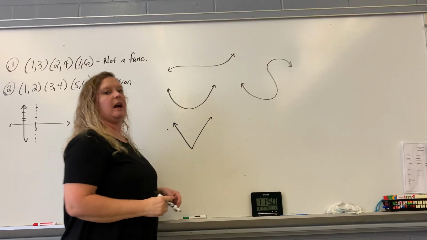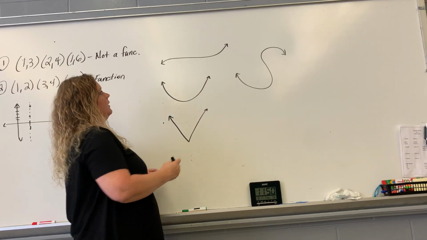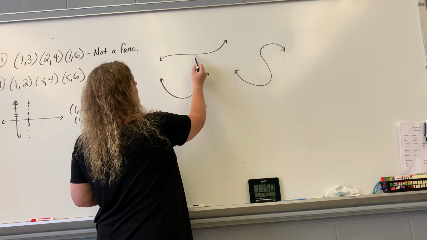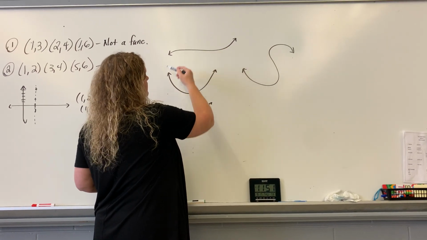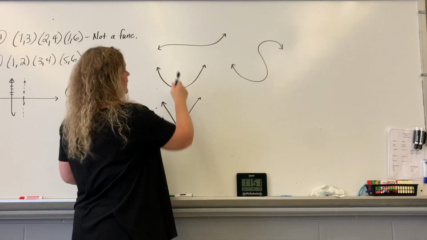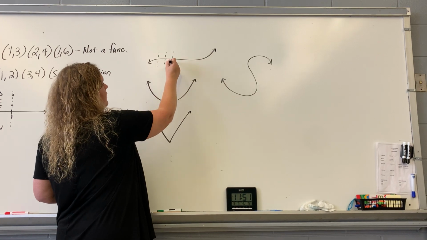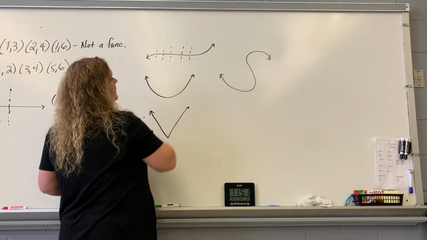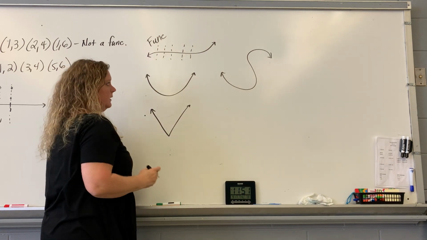So if these were on a graph, which one of these would be functions, which one would not be a function? So this one, does it ever curve under itself? No. So it should be a function. And you can check with a vertical line. You can actually draw vertical lines. If they ever cross it more than one time, it would not be a function. Those don't cross it more than once, so it's a function.